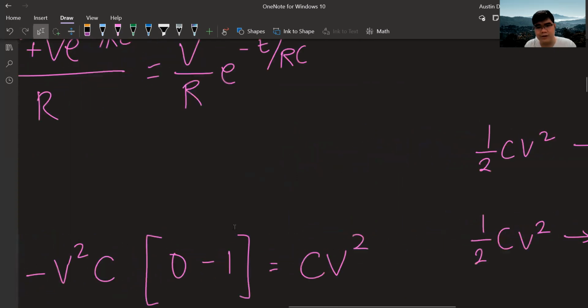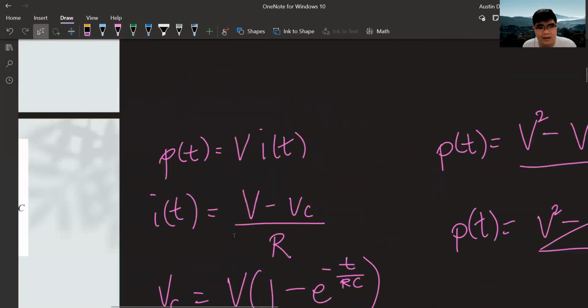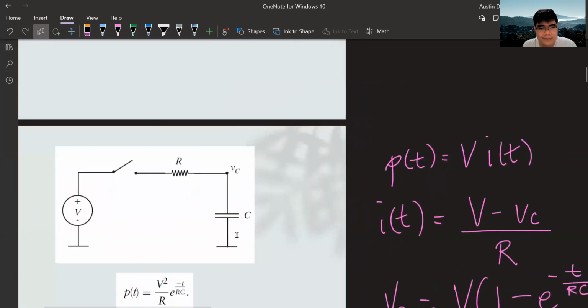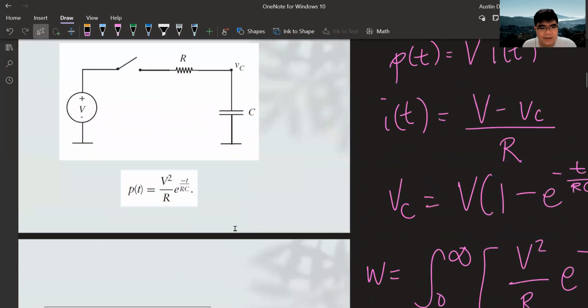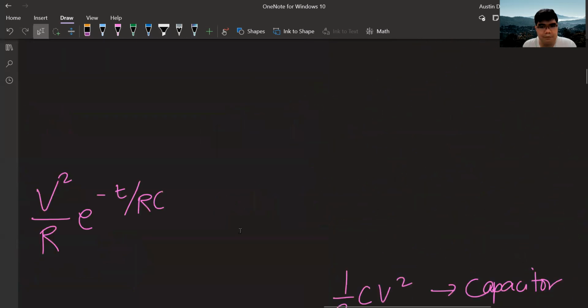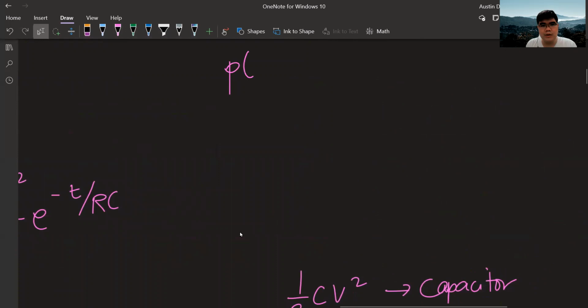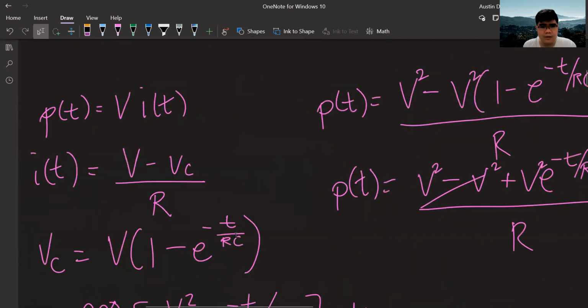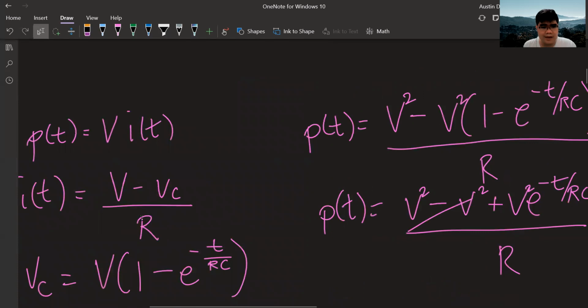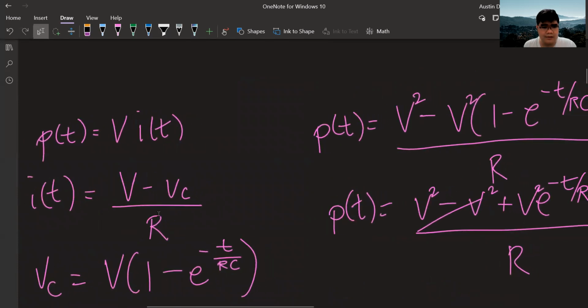But let's try to calculate that. This is fairly easy because we know that the power through the resistor is just I squared R. Right? I squared of t times R. And then we know I squared to be this guy.